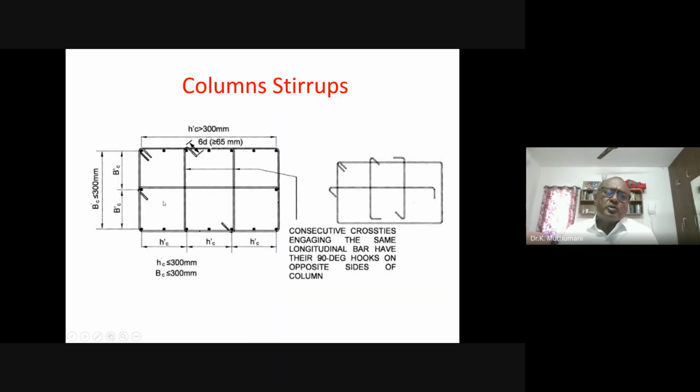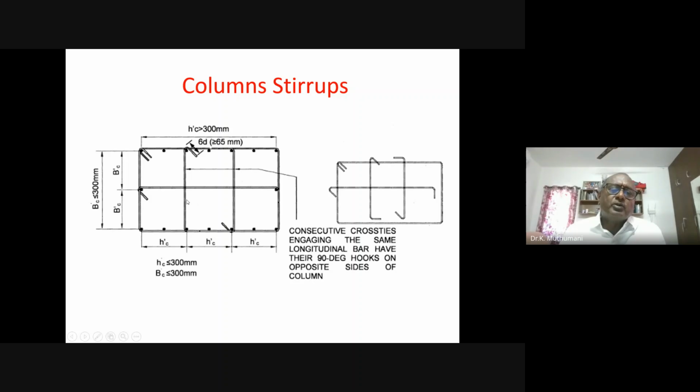Suppose if the dimensions are more, you may want to introduce more and more. So I have a simple rule for you: no concrete is left free for more than 300 mm at any place. You should introduce steel more than that. This is what the code says. I am talking about the code only. If I were to design, I would still keep it less than 300. Wherever possible, it should be less than 300, but the code allows up to 300.